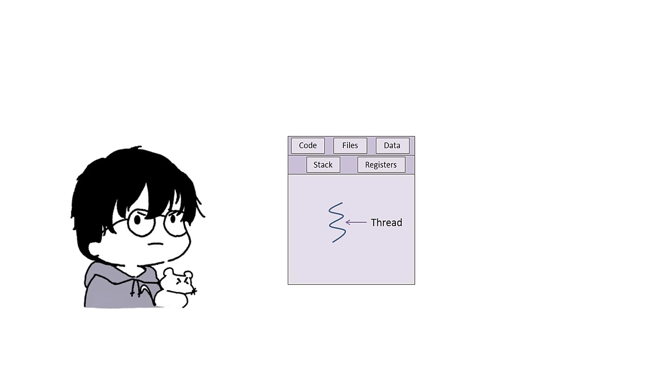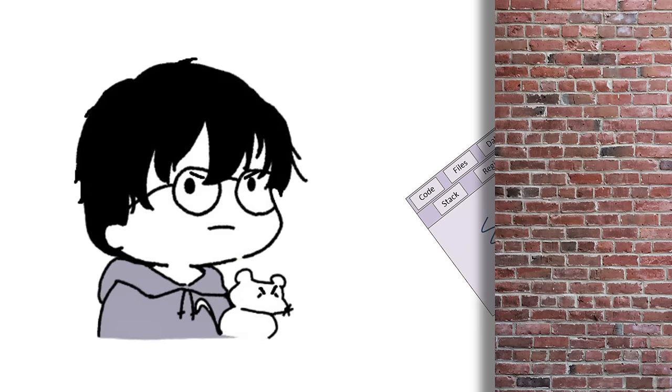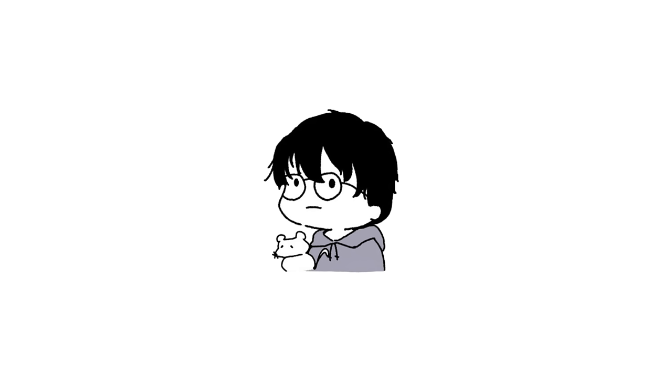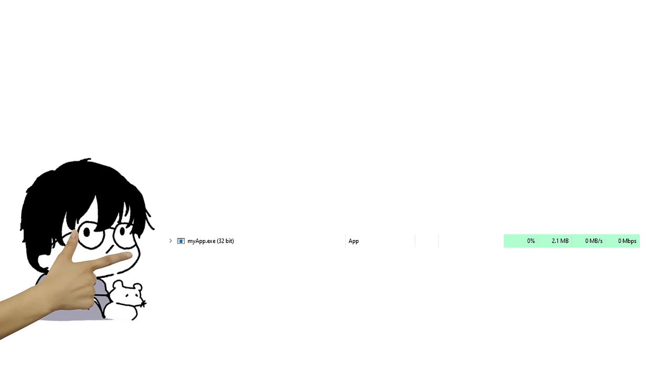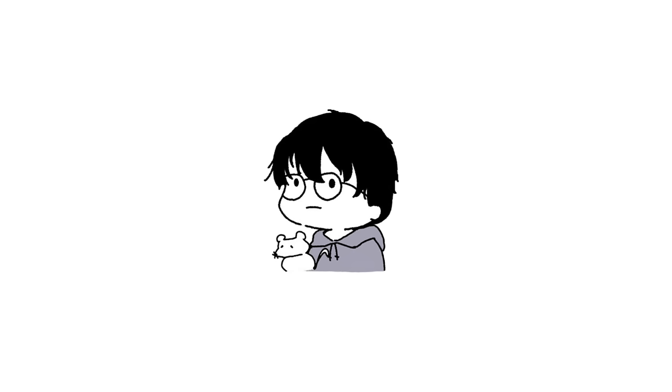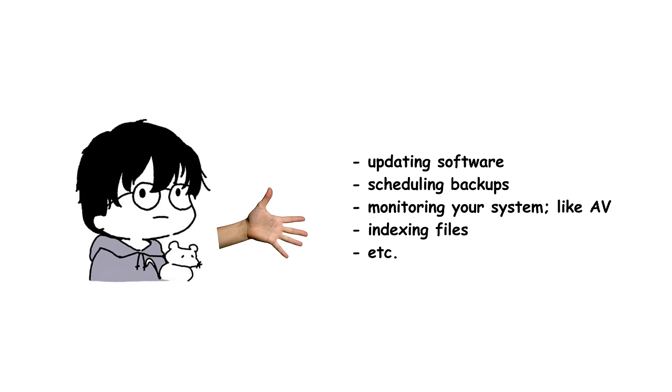Background processes are the processes that run in the background. They don't require user interaction. They get started automatically, meaning that you do not need to go in and start them one by one. Although you definitely could have a process that starts off as an application process and then turns into a background process. These types of processes are responsible for some important system-related tasks like updating software, scheduling backups, monitoring your system, like antiviruses, indexing files, etc.